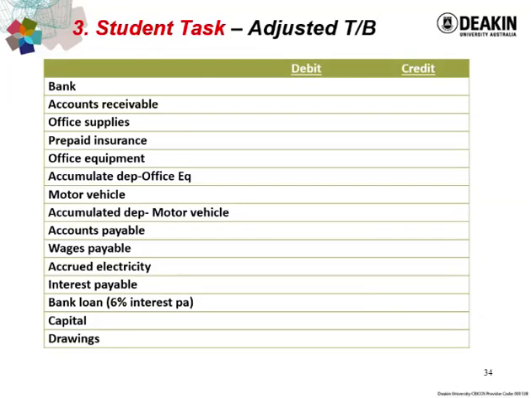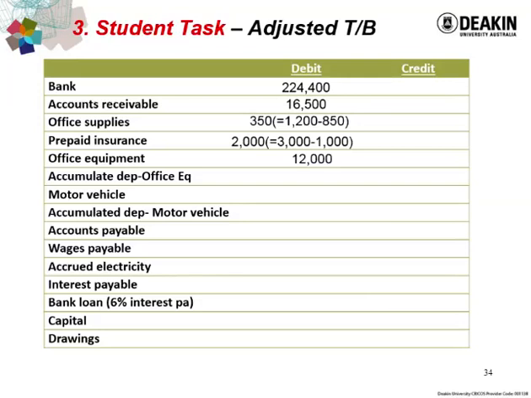Alright, after you have done the previous parts, let's now prepare an adjusted trial balance to see whether your total debit figure equals your total credit figure. So our bank will have a debit balance of $224,400, accounts receivable debit balance $16.5K, office supplies in this case is $350 because 1,200 minus 850. Prepaid insurance, we have a debit balance of 2,000 because 3,000 minus 1,000.